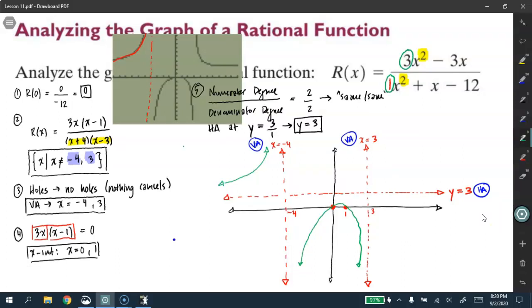So I'm going to go ahead and bring that piece in. All right, that one looks like it's pretty close to the vertical and the horizontal asymptotes there. And I'm going to draw it like this. And there we go. We have once again graphed the entire rational function.